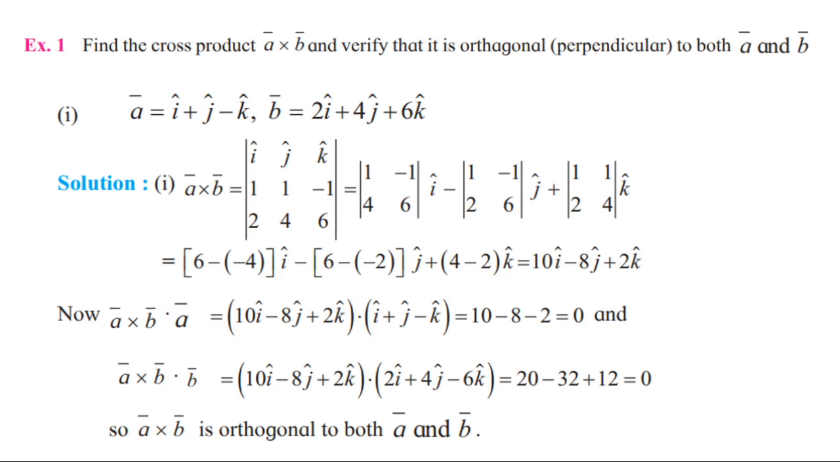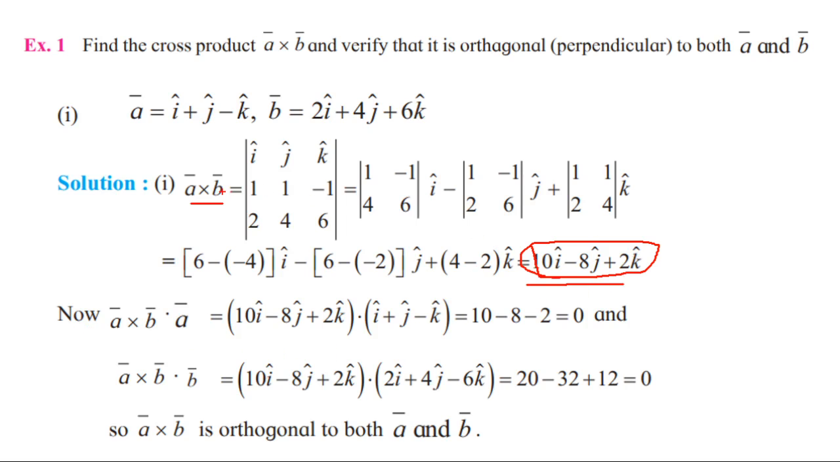Find the cross product a bar cross b bar and verify that it is orthogonal, meaning perpendicular, to both a bar and b bar. So the first step is to find their vector product a bar cross b bar. A bar cross b bar is given by the determinant i, j, k. The first row is the unit vectors i, j, k. In the second row we write the coefficients of i, j, k from the first vector. Here they are 1, 1, minus 1, that you can see in a bar. And in the third row I have written 2, 4, 6. They are the coefficients of i, j, k from the second vector b bar. We expand this determinant and the expansion gives me this vector finally: 10i minus 8j plus 2k. This is the value of a bar cross b bar.